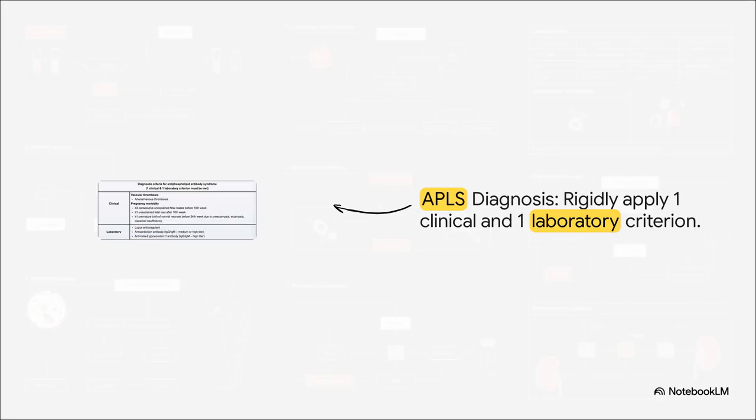Let's shift gears to another critical algorithm, antiphospholipid syndrome, or APLS. The rule here is incredibly strict. One clinical criterion plus one lab criterion. You cannot diagnose this just on labs. The clinical event has to be a vascular thrombosis, arterial or venous, or a severe pregnancy morbidity. Think 3 unexplained early fetal losses, 1 loss after 10 weeks, or a premature birth before 34 weeks due to severe preeclampsia or placental insufficiency. You pair that clinical history with one positive lab: the lupus anticoagulant, anticardiolipin, or anti-beta-2 glycoprotein I.